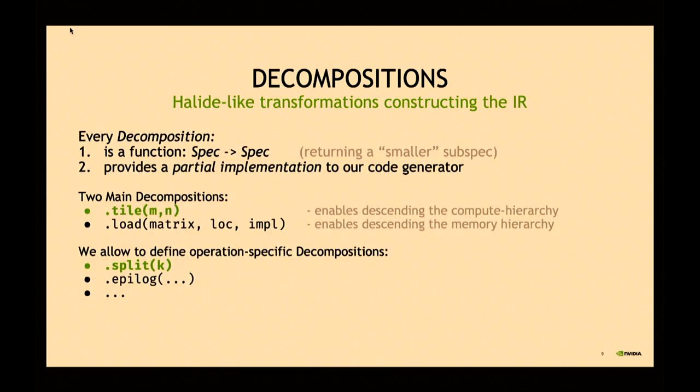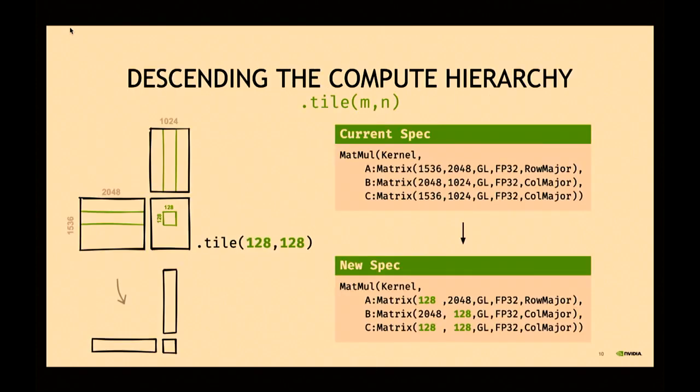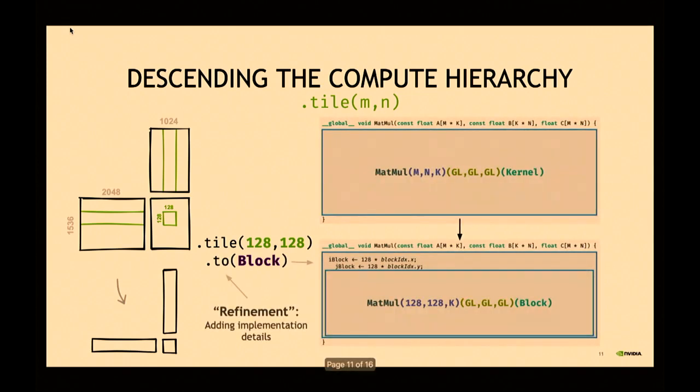So we do a transformation from a specification to another one. Two major things: tile and split. There are many others. So let's look at tile. Given a matrix multiply specification, we're going to do a tile of 128 by 128. And that turns it into a smaller specification. To solve that bigger problem, we need to first solve the 128 by 128, and that corresponds to putting a loop around the kernel. We now have to figure out what the matmul 128, 128, K will be at the block level. We also added a refinement to the scheduling language that we want to give it to a block, thread block.